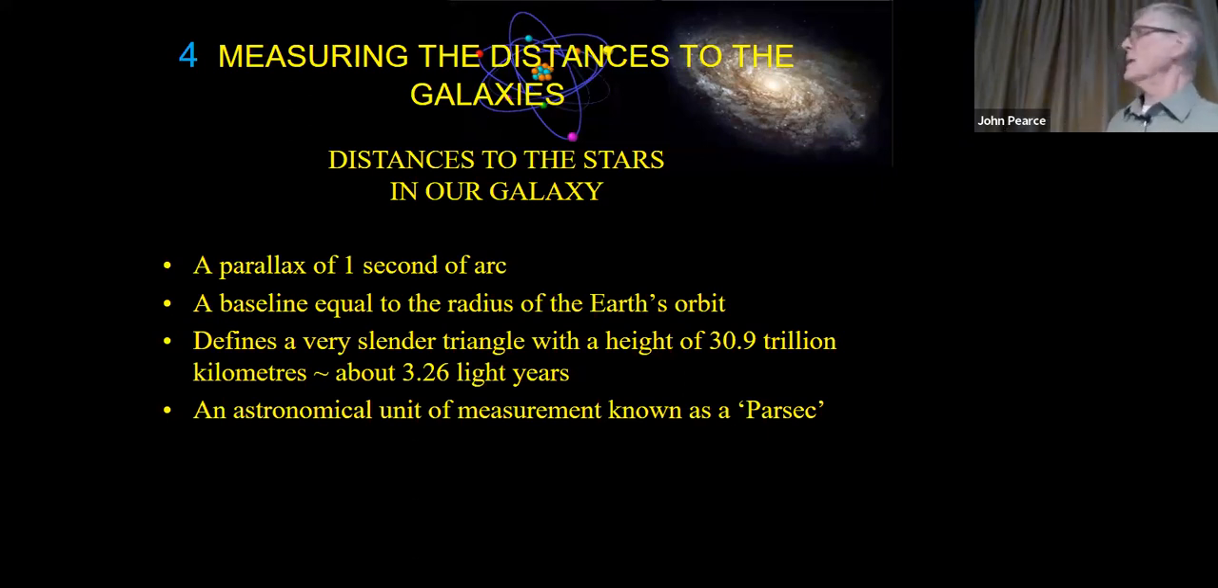And that's known as a parsec. It's an astronomical unit of measurement that effectively has been surveyed. And the actual distance is 30.9 trillion kilometers, or about 3.26 light years. But unfortunately, that wasn't good enough to measure the distances of most of the galaxies. Some of them are nearer and can be measured, but there had to be another technique for measuring the distances to the far galaxies.